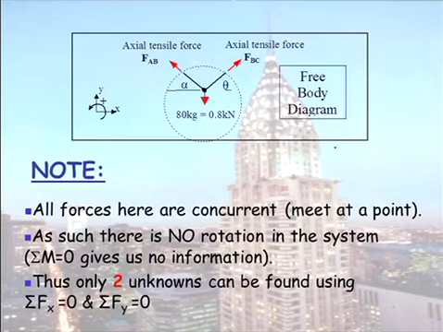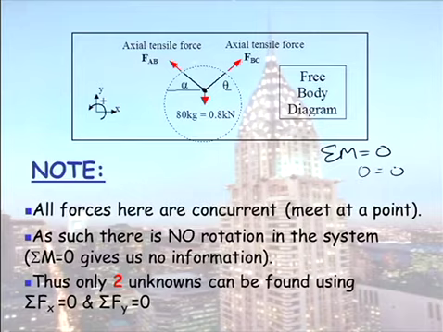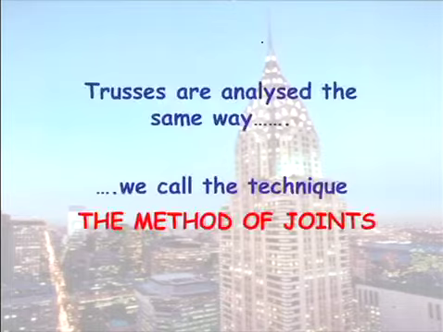Of course, the sum of the moments does still equal 0. We do have rotational equilibrium. However, if I took moments from the joint, I would get 0 equals 0. If I took moments off in space and worked out the perpendicular distance of all my forces, I would still get 0 equals 0. So I get no further information. So when you use the joint method, you can only have two unknowns at a joint.